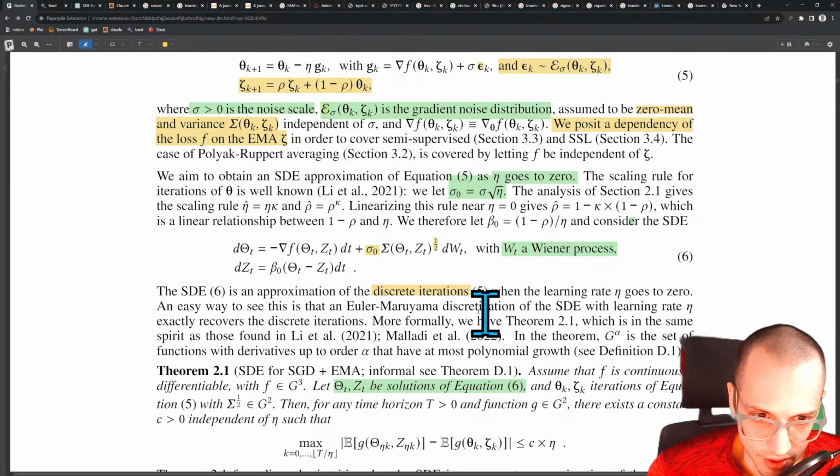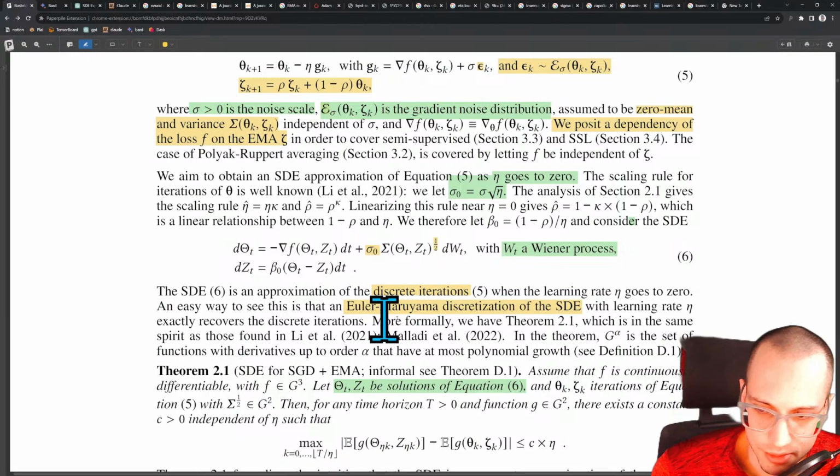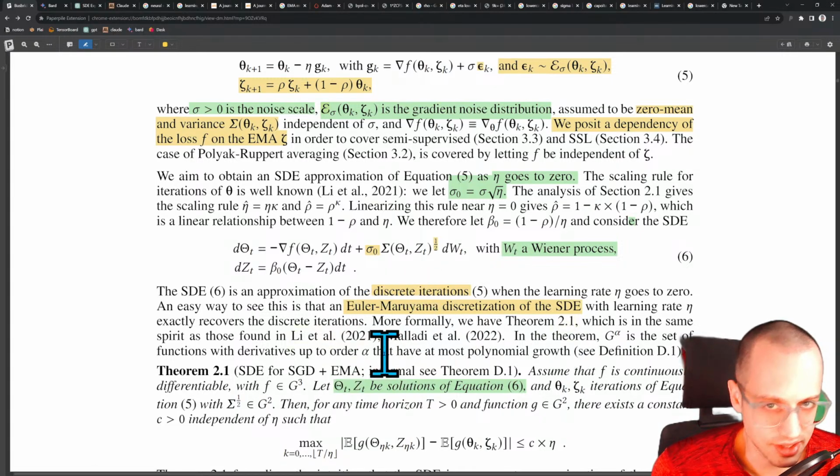They're saying that, I'm not familiar with the Euler-Maruyama discretization of SDE, but it seems like what they're suggesting is that this discretization that they got to is basically the same thing as this Euler-Maruyama SDE.